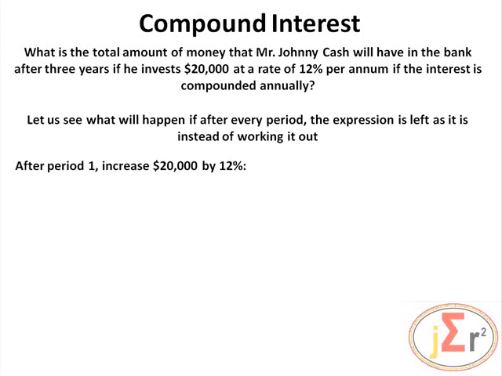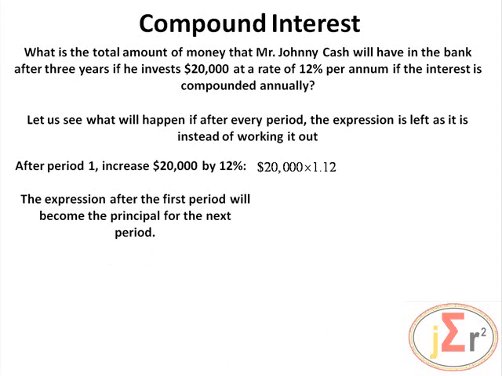After period 1, increase $20,000 by 12%. Let's see what happens. That is what we get. So we do not want the answer. We are going to use that product for period 2. So the expression after this first period will become the principal for the next period. Right. All of that is the principal for the next period. And what are we going to do next? Yes. Multiply by 1.12 again.